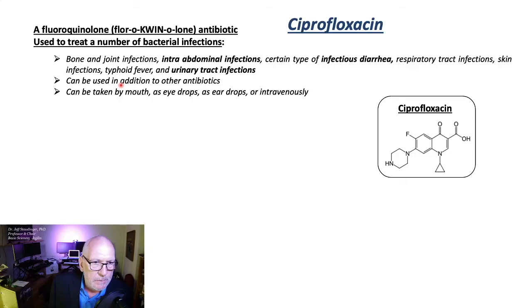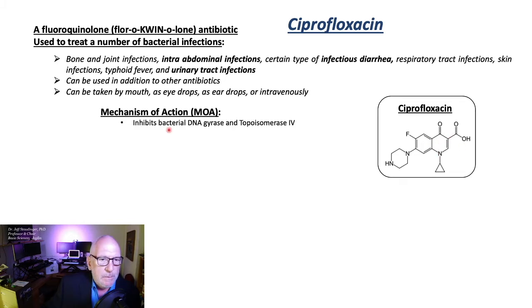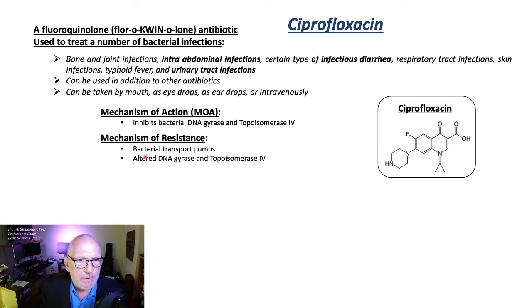Moving on to the fluoroquinolone group of antibiotics, specifically ciprofloxacin. This drug is used to treat a large number of bacterial infections. This drug can be used in combination with other antibiotics. It can be taken by mouth, as eye drops, as ear drops, or intravenously. Shown here is the structure of ciprofloxacin. Cipro inhibits both DNA gyrase and topoisomerase 4, so its mechanism of action is inhibition of DNA synthesis. Resistance to Cipro arises through increased expression of bacterial transport pumps and mutation or alteration of the genes that encode DNA gyrase and topoisomerase 4.